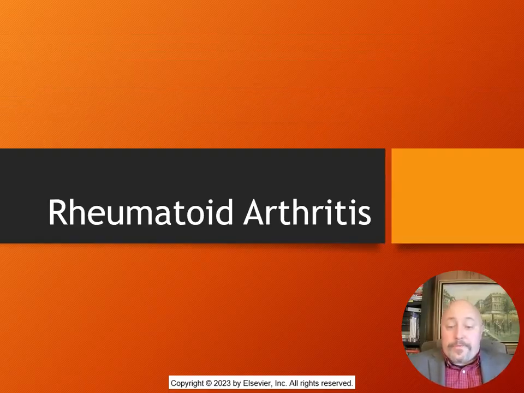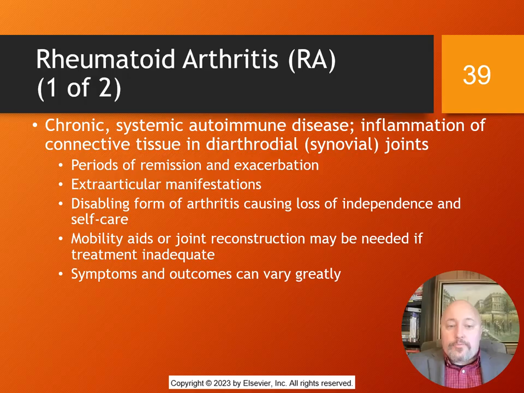An often confused and used interchangeably but very different condition is rheumatoid arthritis. Rheumatoid arthritis is a chronic systemic autoimmune disease resulting in inflammation of connective tissue and diarthrodial synovial joints. It results in periods of remission and exacerbation, extra-articular manifestations, and a disabling form of arthritis causing loss of independence and self-care. Mobility aids or joint reconstruction may be needed if treatment is inadequate, and the symptoms and outcomes may vary greatly.